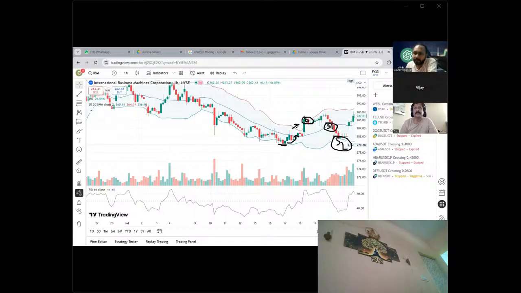But here also, you're taking the support zone as S1. What happens if the market moves to the other side? Yes, that use case also I will explain to you. So this is the first use case.